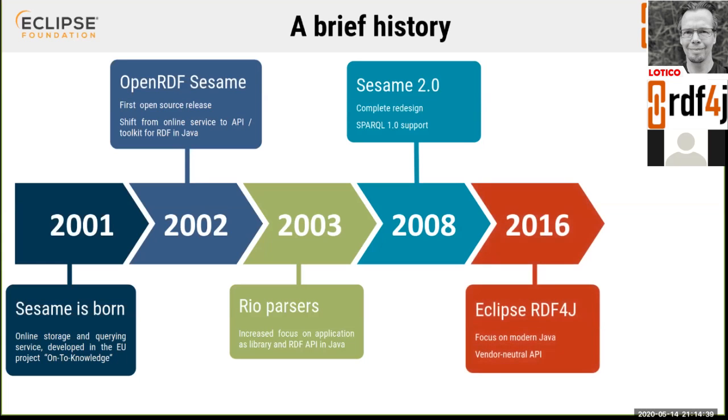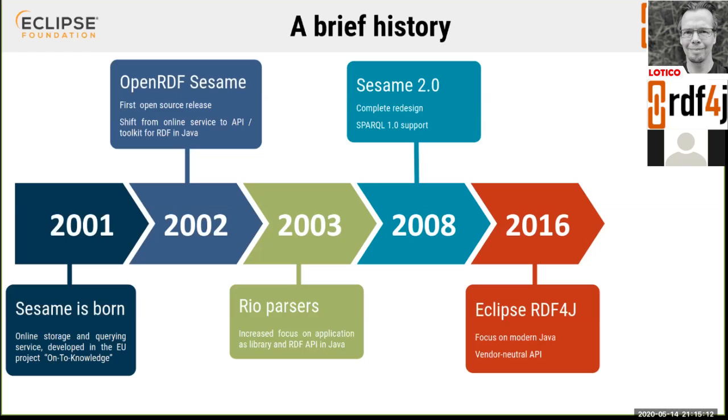Fast forward even further, the next few years were maintenance releases, adding new features, all of that. And then around 2016, Aduna as a company had sort of faded into the background a bit. There was a bit of uncertainty about where the intellectual property rights for all of this were, and there was a lot of discussion about that. And we decided to donate the entire project to the Eclipse Foundation. And that is where OpenRDF Sesame became Eclipse RDF4J.